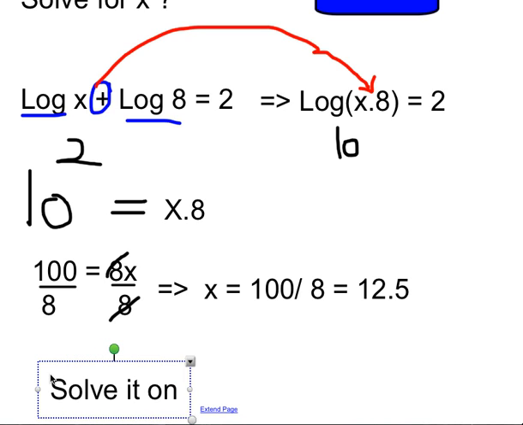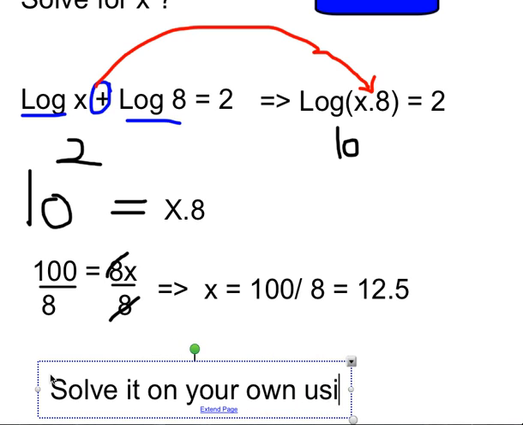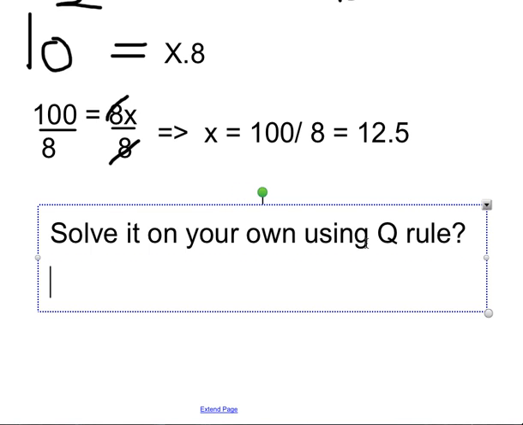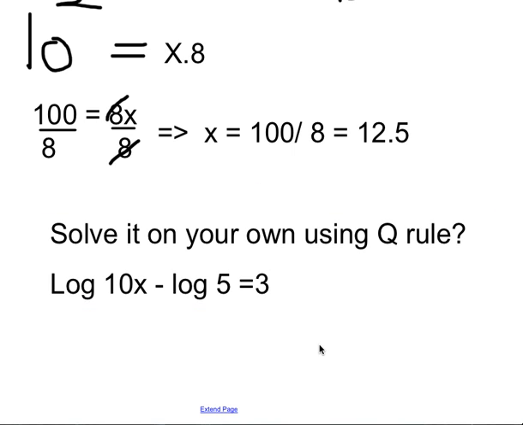So I'm gonna write your problem here. Solve it on your own using the quotient rule. Your problem would be log of 10x minus log of 5 is equal to 3. And the bases are 10. When we don't have a base, it means the base is 10.